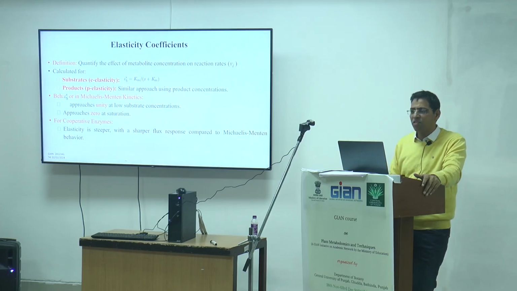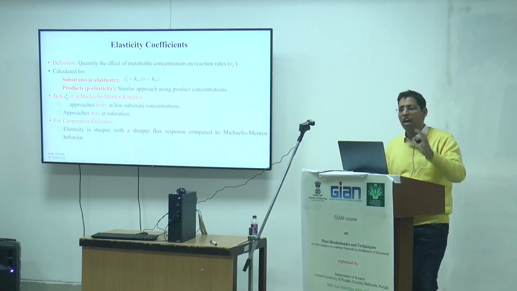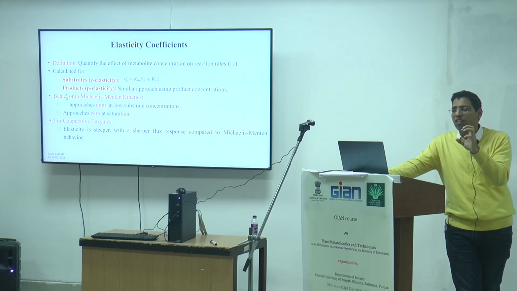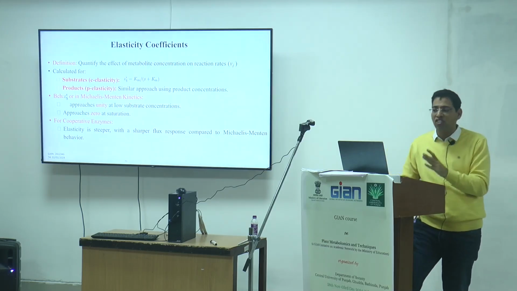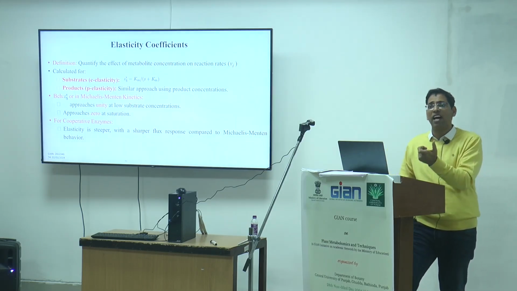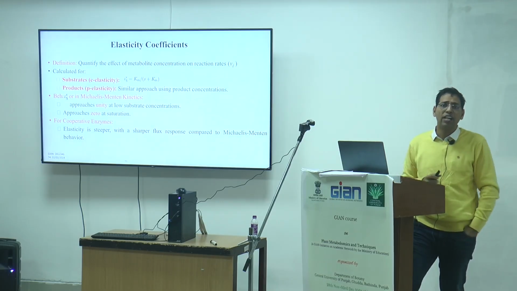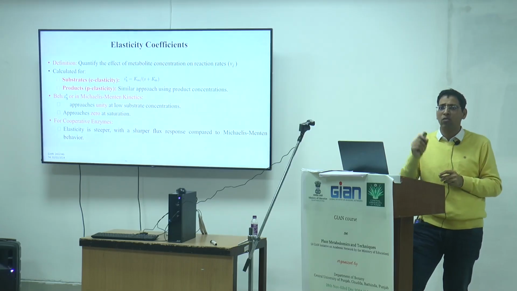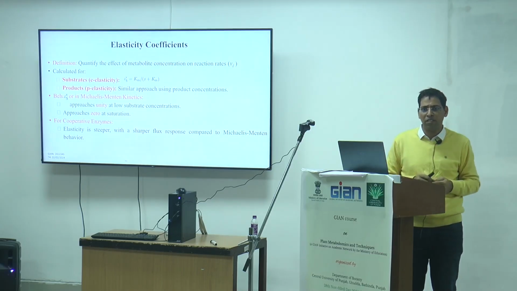Now the elasticity coefficient is the third method which is used for metabolic control analysis. Here we have to quantify the effect of the different metabolite concentrations on the reaction rate. We discussed before the contribution of the different enzymes. Now we have to quantify the effect of the different metabolites, intermediates, final product, reactants, and what their influence is. For that we divide all the metabolites of a targeted biosynthetic pathway into substrate specificity and product specificity.